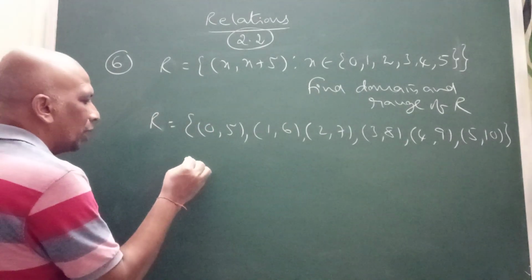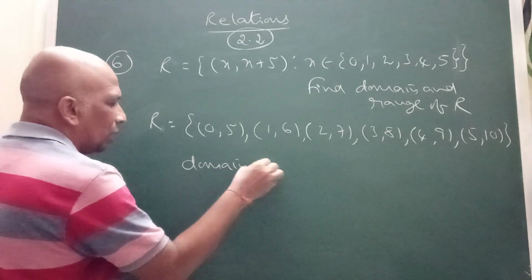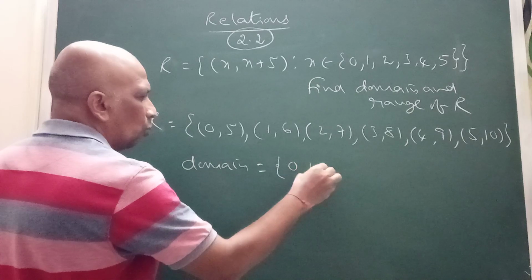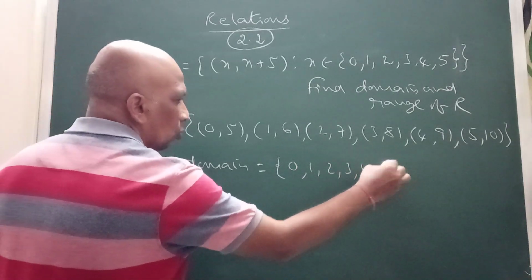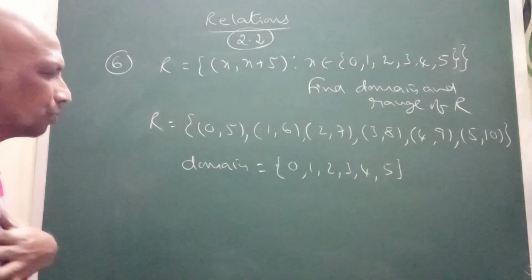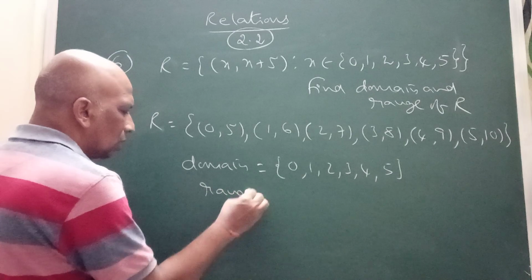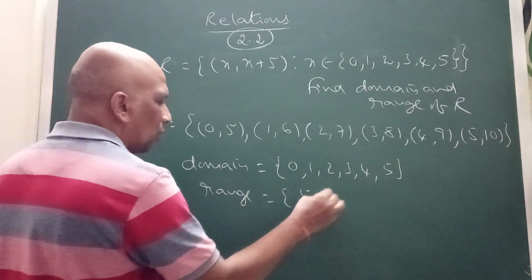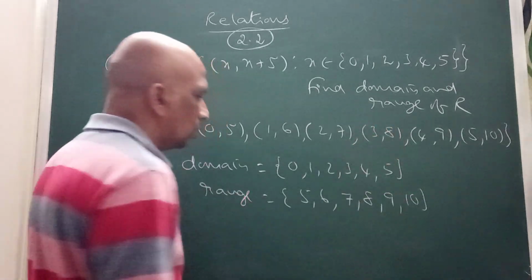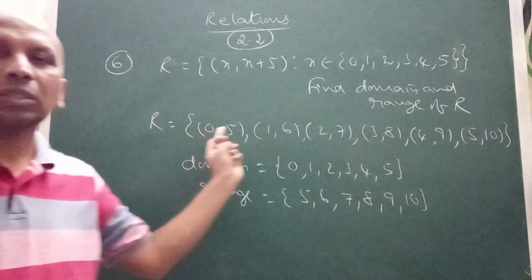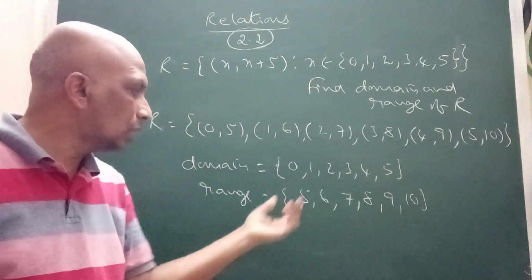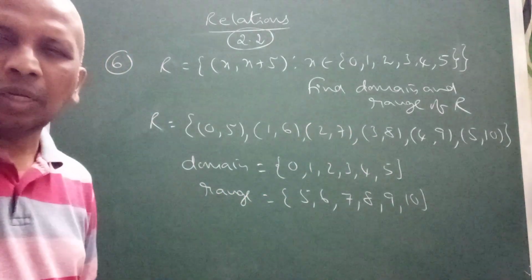Now we are talking about domain here. If they talk about domain, the set of first elements: 0, 1, 2, 3, 4, 5, everything will come. When they talk about range, the set of second elements, you will get 5, 6, 7, 8, 9, 10. That's all. After writing roster form, take the set of first elements, which gives the domain in the given ordered pairs. Again, take the second elements, which give the range. Domain and range. Now we'll do the next.